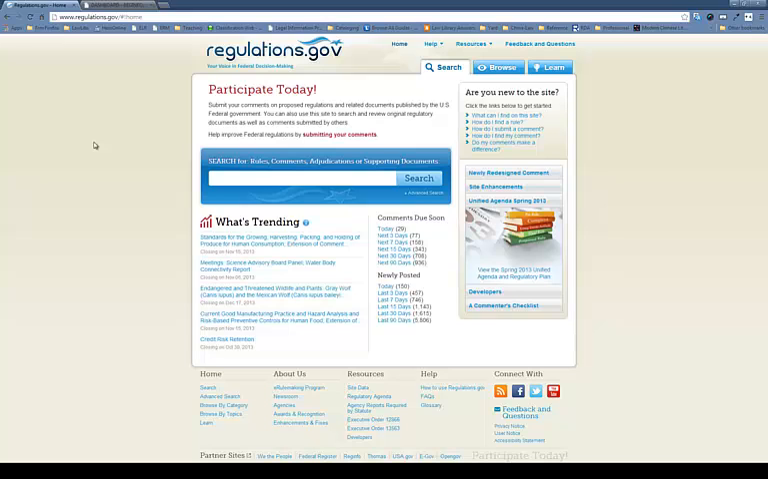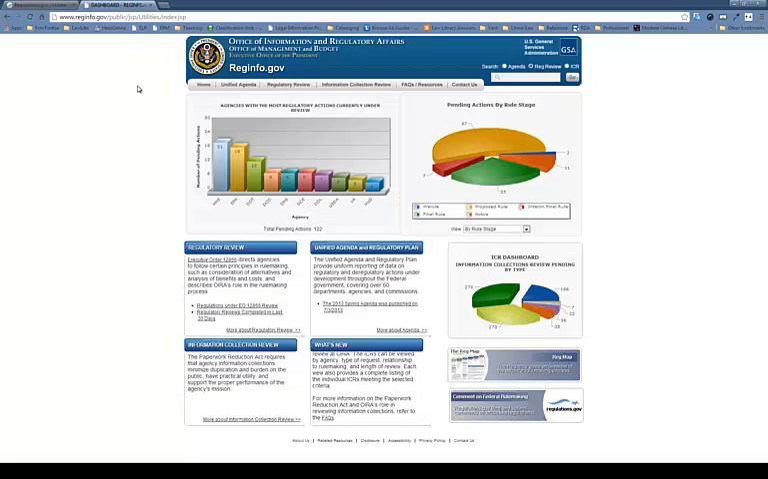Prior to 2007, the agenda was published in its entirety in the Federal Register. However, since 2007, the Unified Agenda has been published only online. You can find it at both reginfo.gov and at regulations.gov. And we're looking here at regulations.gov, the Unified Agenda. You can see the link there on the side. Today, though, we're going to take a closer look at the Unified Agenda on reginfo.